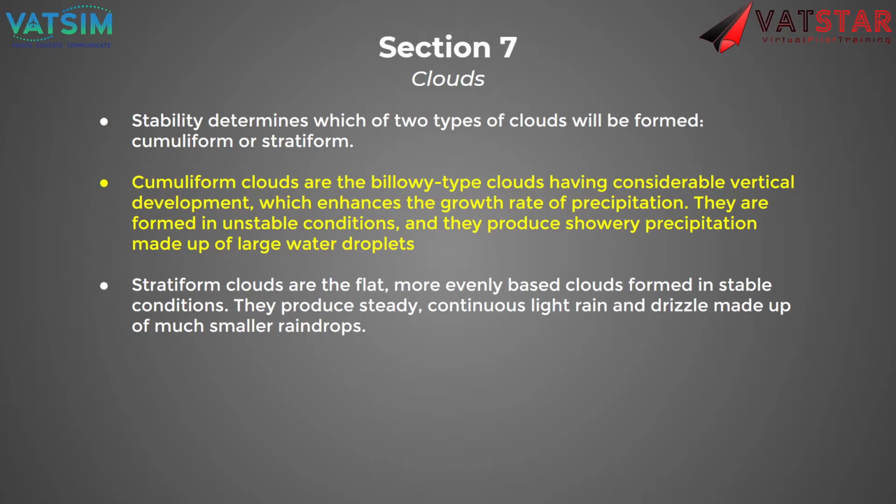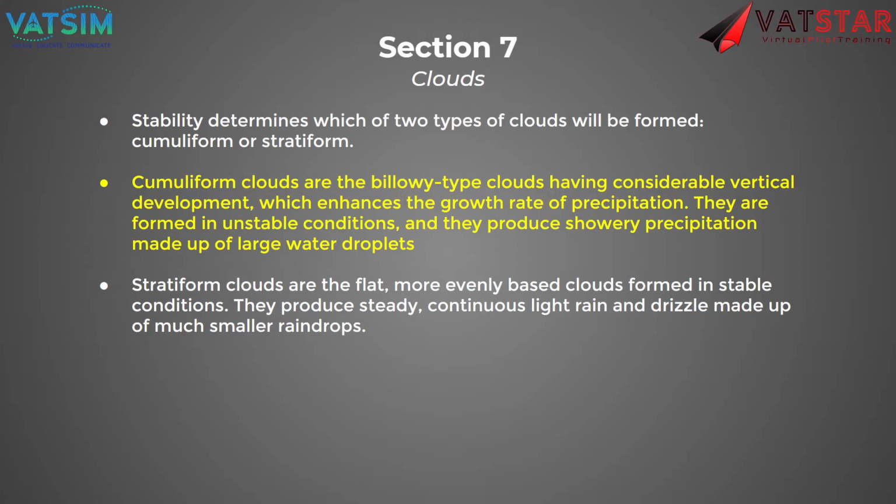So now we're going to talk about clouds and how that relates to stable and unstable atmosphere. Stability, like we talked about, actually determines what types of clouds will be formed: cumuliform clouds or stratiform clouds. Cumuliform clouds are those billowy clouds that look like a big pillow or a puffy marshmallow. And they have considerable vertical development, which means they extend from low altitudes to high altitudes, or just have a great variation in altitude.